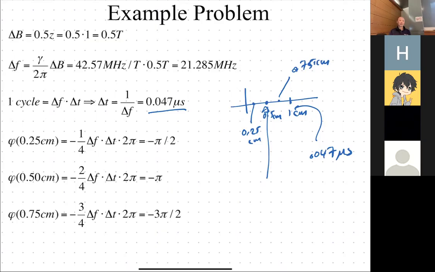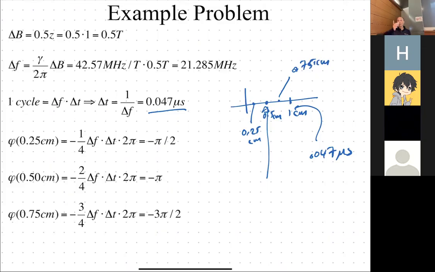So that's what the gradients are doing. They're basically making it so that the spins are at different frequencies. So it's going to take longer for spins at lower gradients to make the same angle as the spin at a higher gradient.